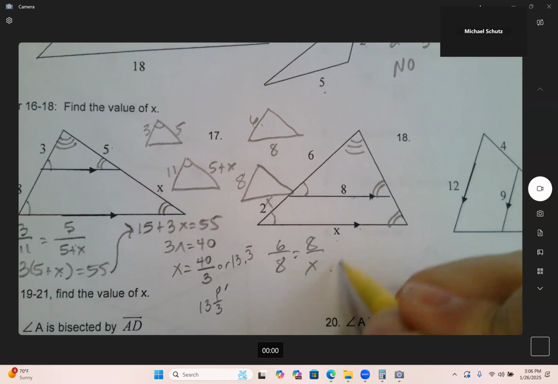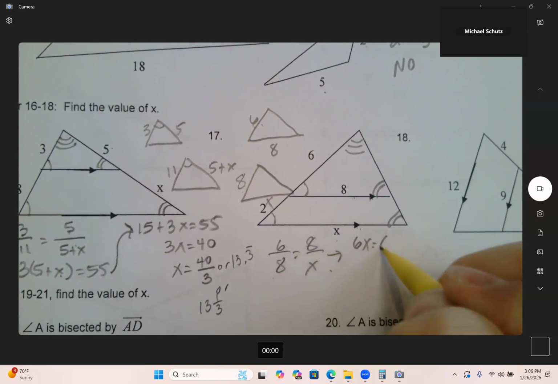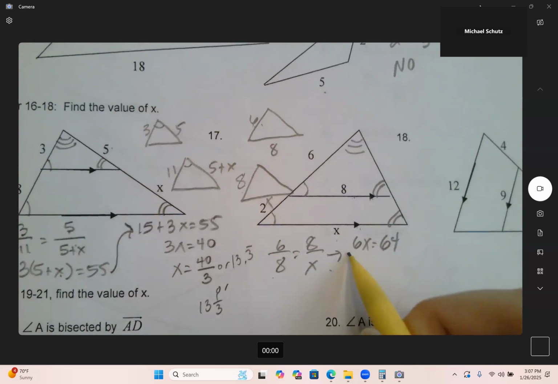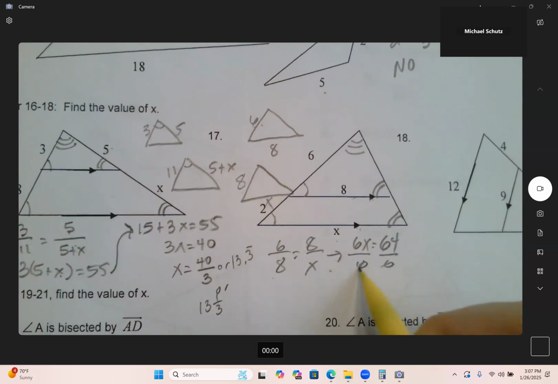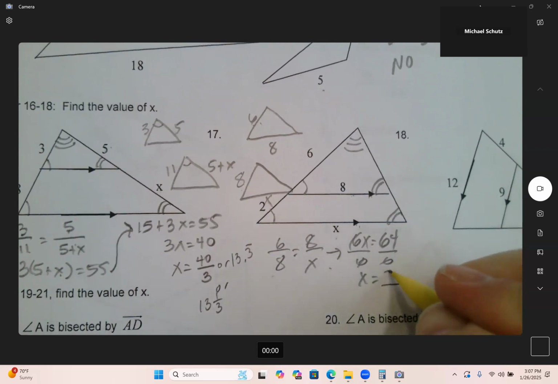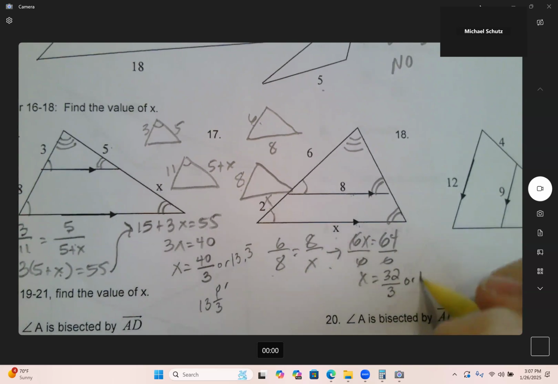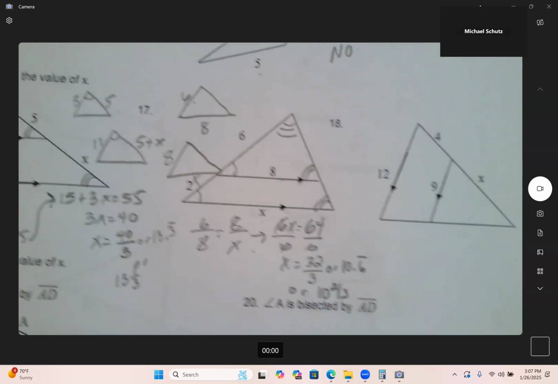Cross multiply, and we get 6x equals 8 times 8 is 64. We're going to divide by 6. Unfortunately, it does not divide evenly by 6. 64 over 6 does simplify to 32 over 3. That would be 10.666666 forever, or 10 and 2/3. You could also leave it 32 thirds. So again, you could write it like this if you want, or you could write it 10 and 2/3. All of those answers are acceptable.